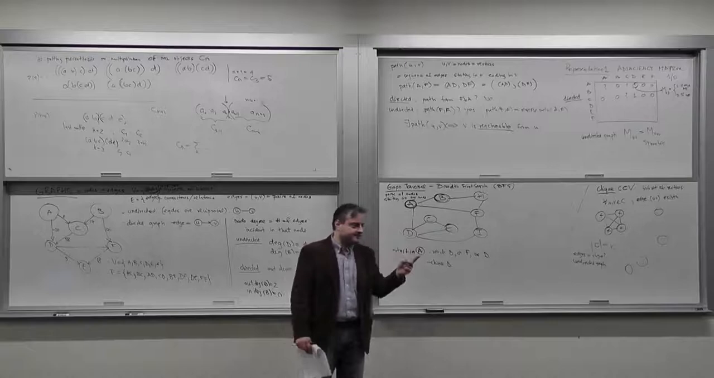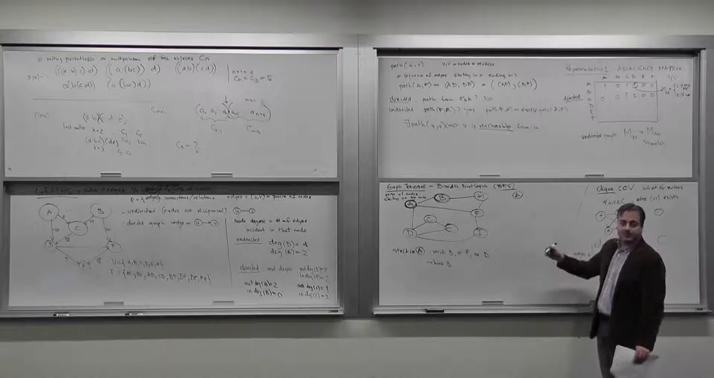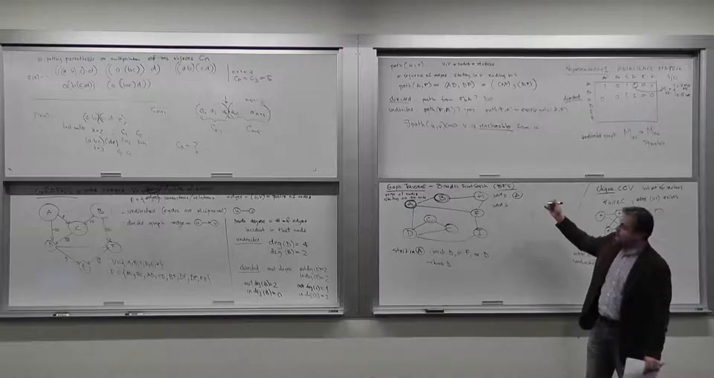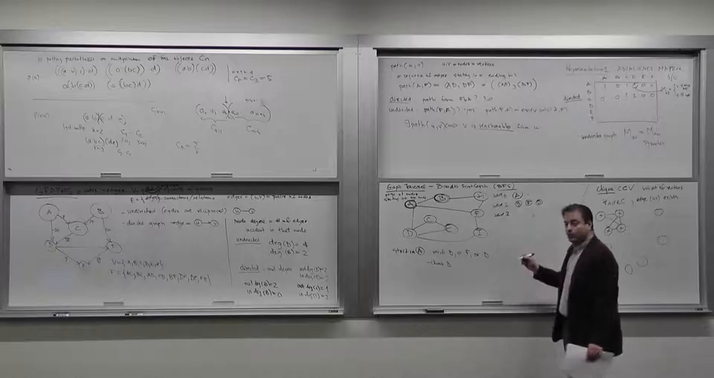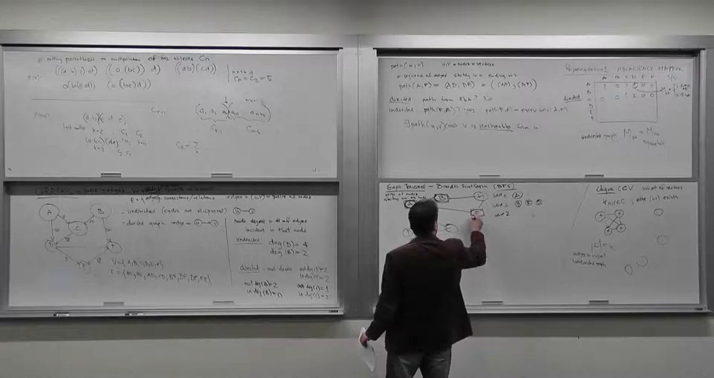So in BFS exploration, A is the first place I start. What are the immediate neighbors? We call this wave zero. Wave zero, what's wave one? What are the nodes immediately reachable from A? B, F, and D. What's wave two? Wave two is everybody reachable from wave one within two steps. So I've got A, I'm going to put the square on it. Now I've got B and F and D.